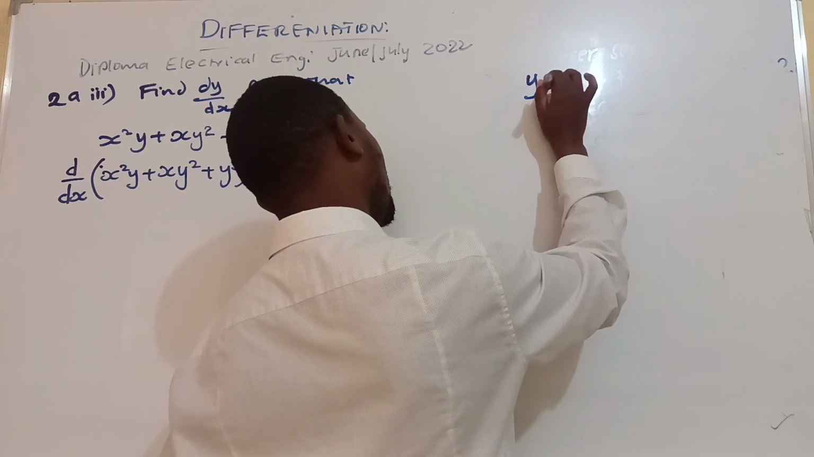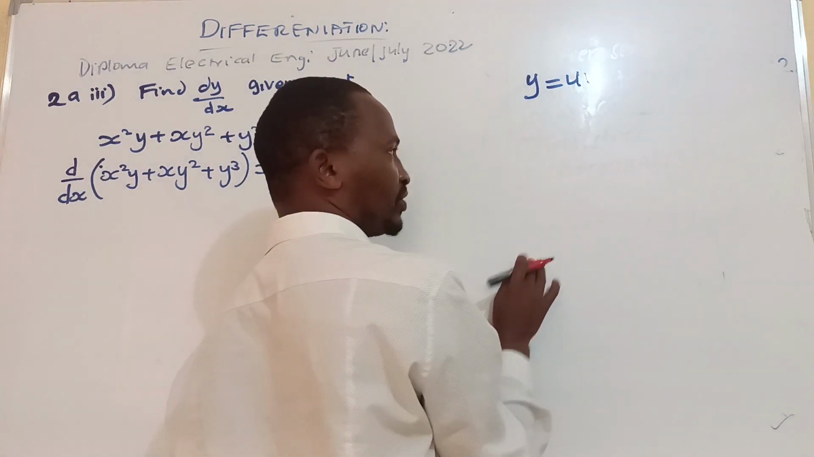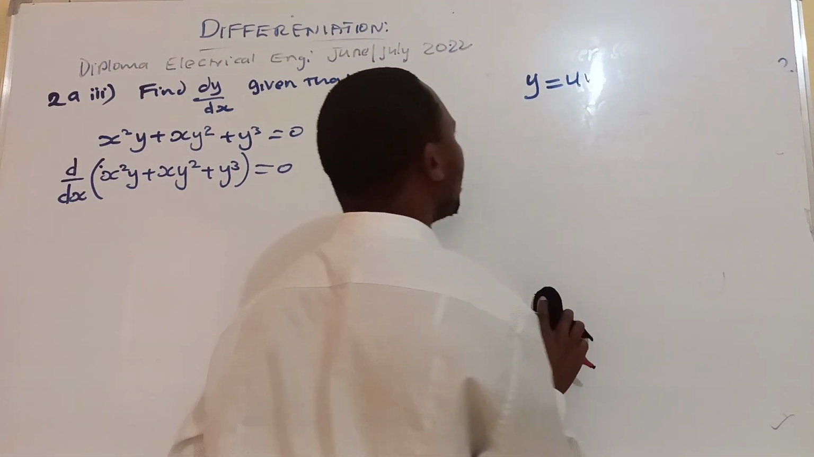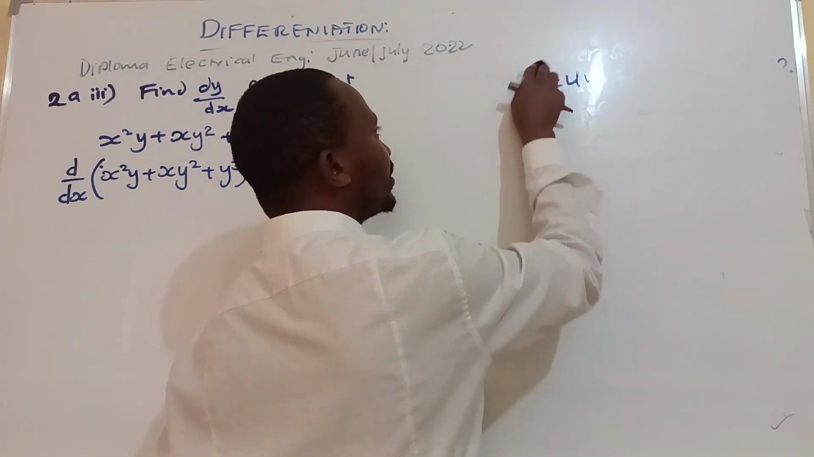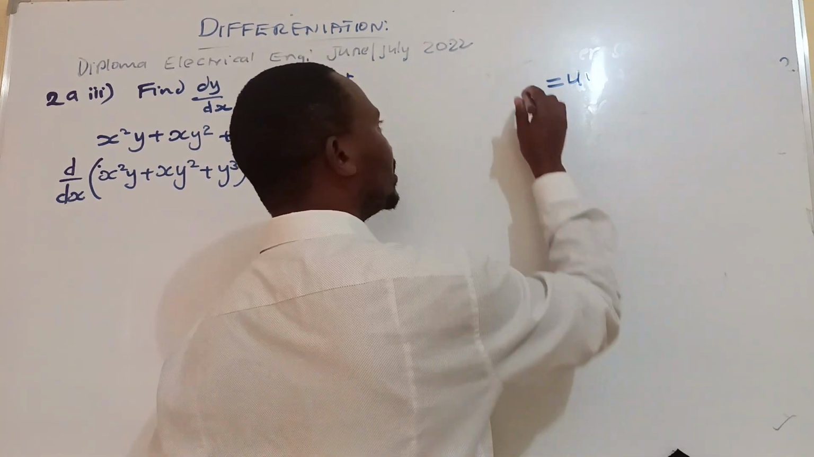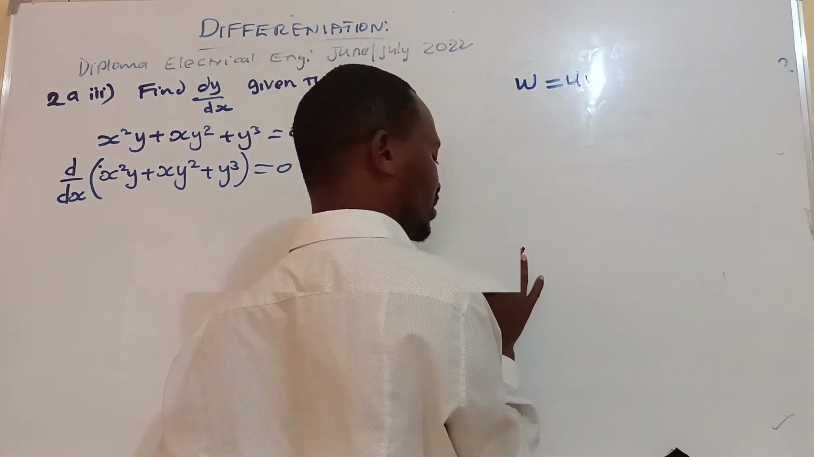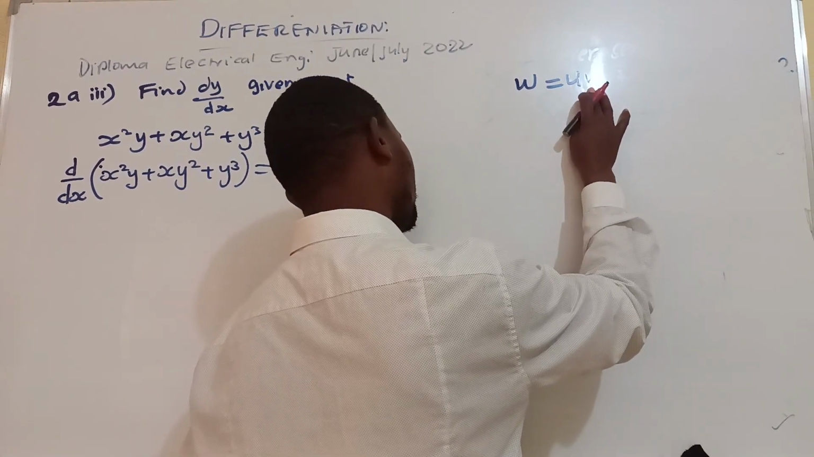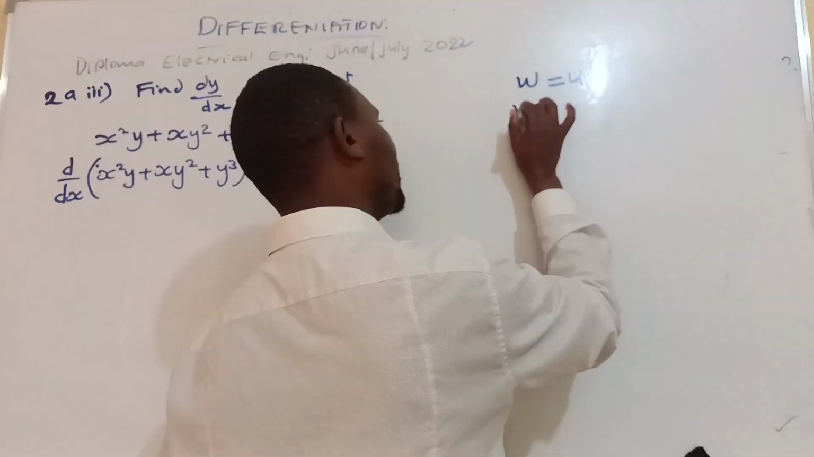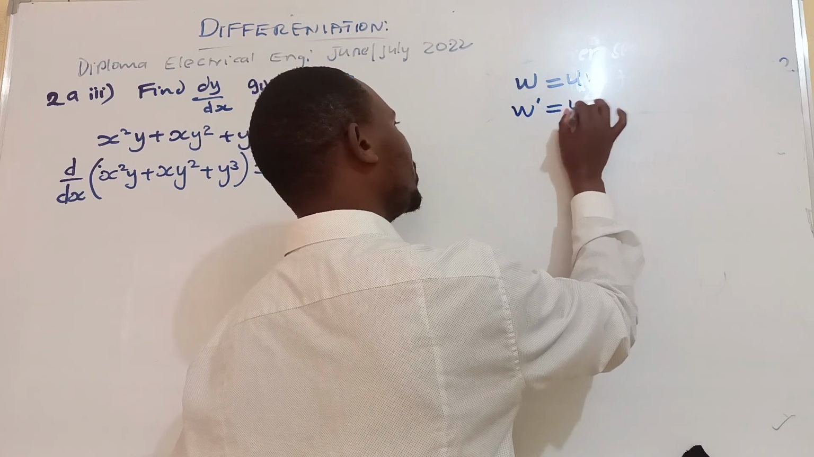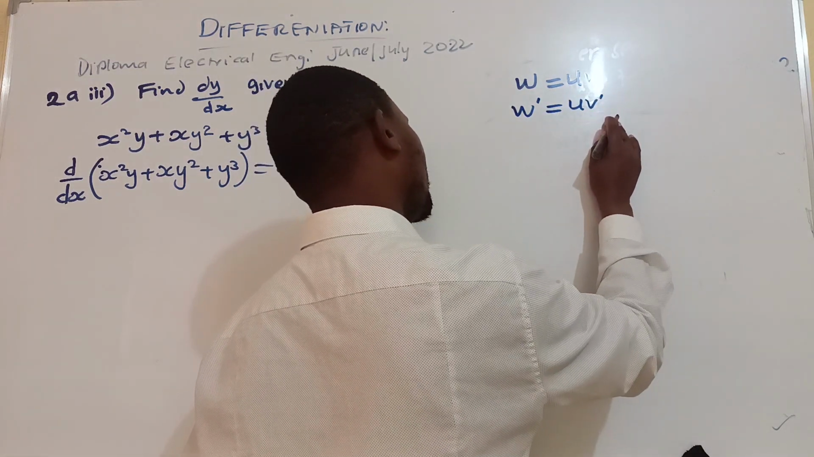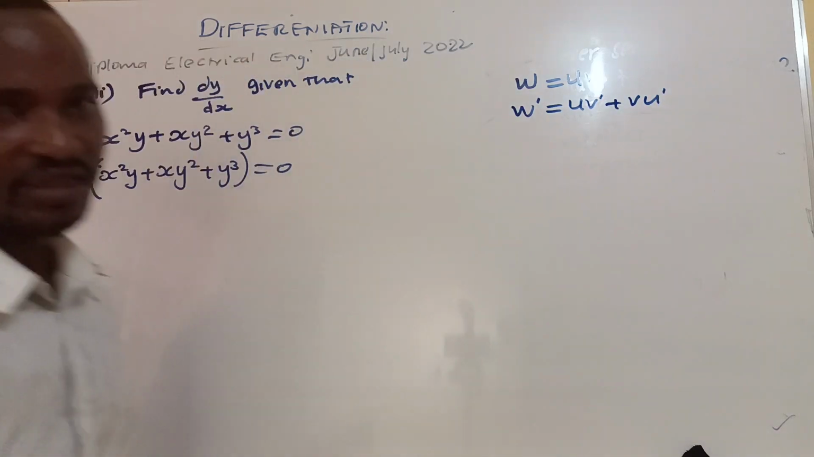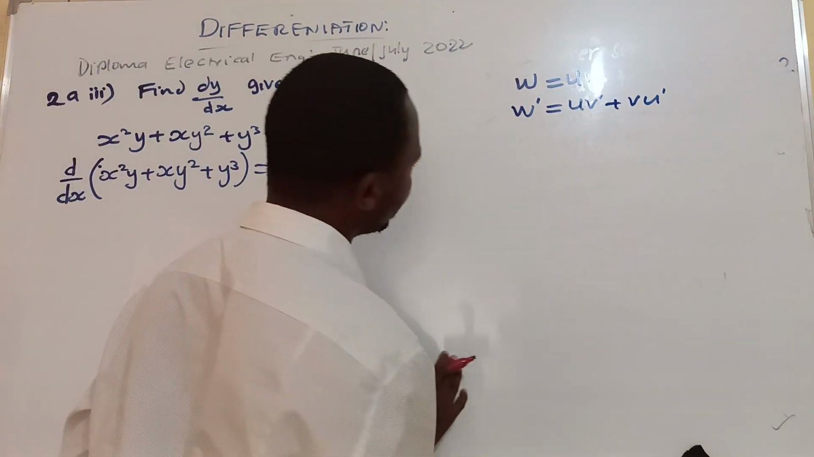If you are told to differentiate w equal to uv, and I'm not going to use variable y because we are already using it, I'm going to use another variable w. If both u and v are functions of x, then the derivative of w with respect to x is u times v differentiated with respect to x, plus v times u differentiated with respect to x. I think we have already stated that in a different video.